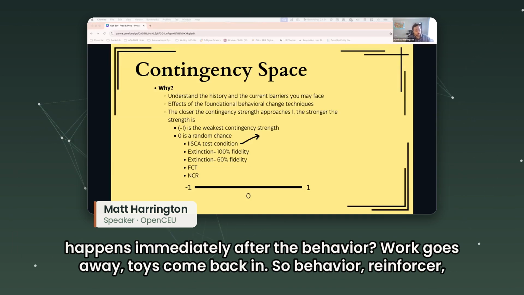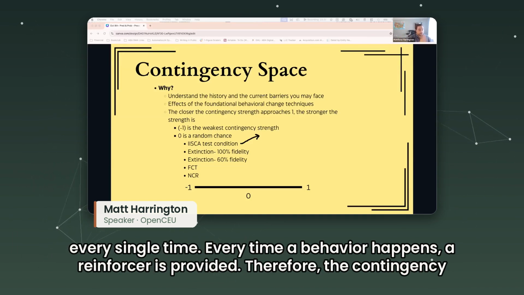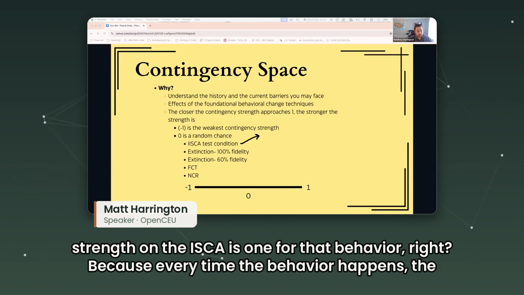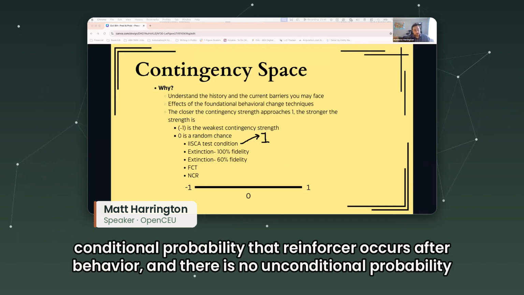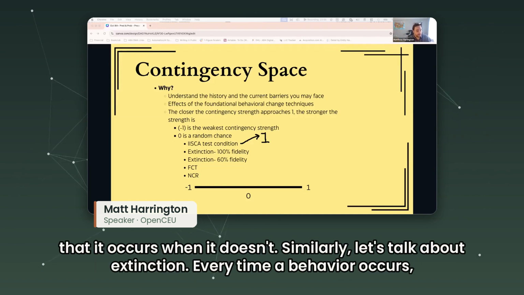So behavior, reinforcer, every single time. Every time a behavior happens, a reinforcer is provided. Therefore, the contingency strength on the ISCA is 1 for that behavior, right? Because every time the behavior happens, the reinforcer appears. The reinforcer does not appear unless the behavior happens. So there's a strong conditional probability that reinforcer occurs after behavior, and there is no unconditional probability that it occurs when it doesn't.